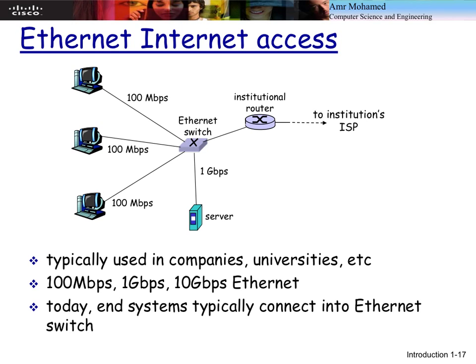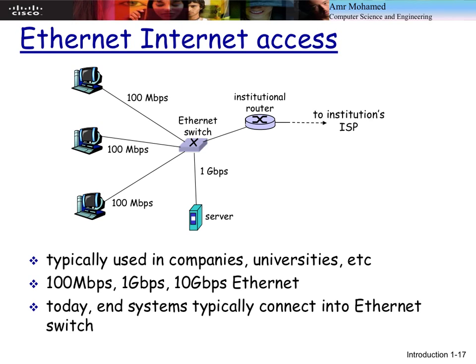Okay, so these are the three types of residential access networks. We talked about DSL, we talked about cable TV service, and then we talked about fiber to the home.